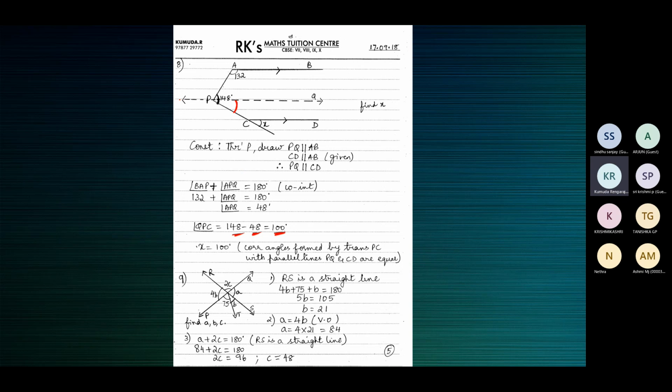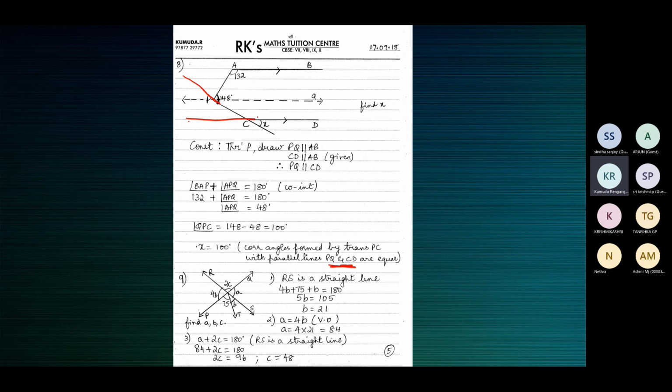Now look at the parallel lines. PQ is parallel to CD, and this PC is a transversal. We need to find the value of X, children.